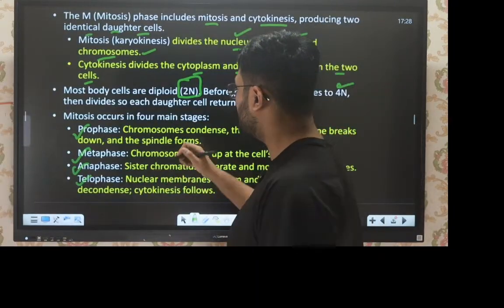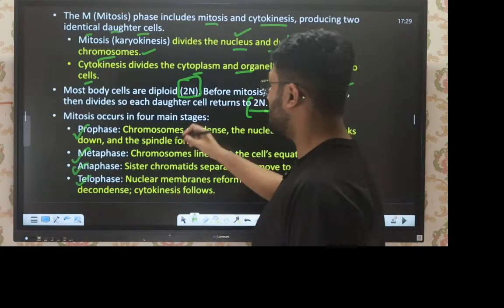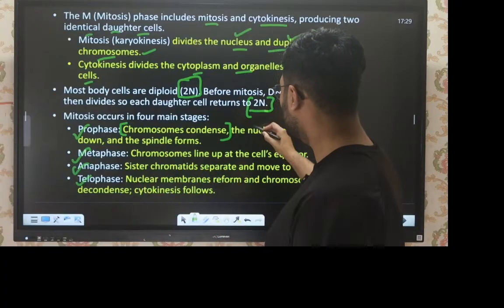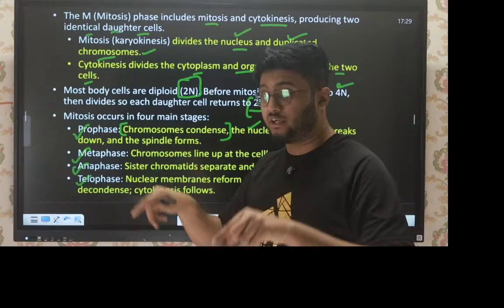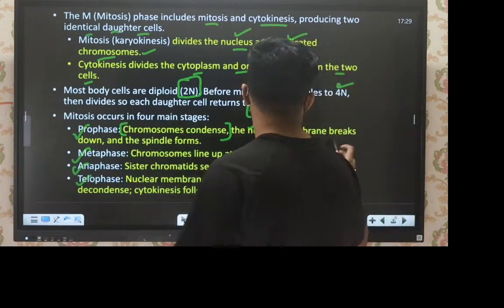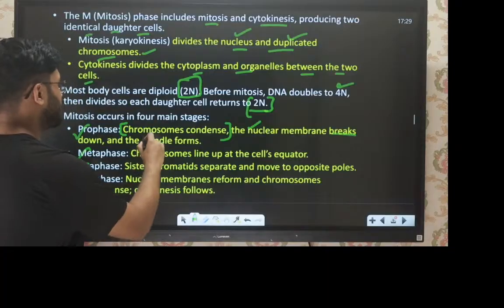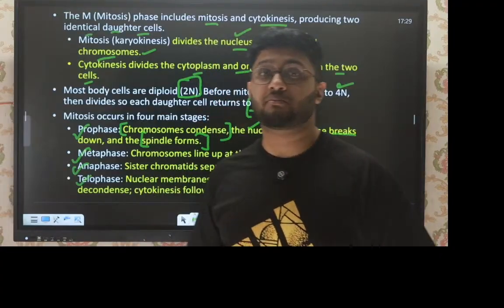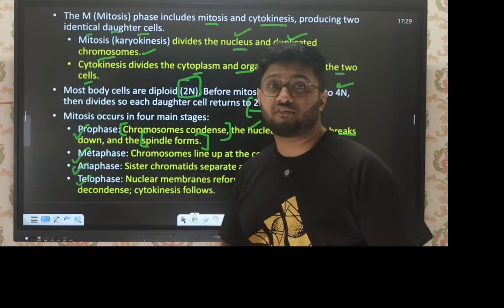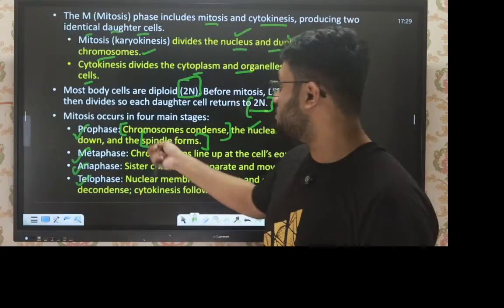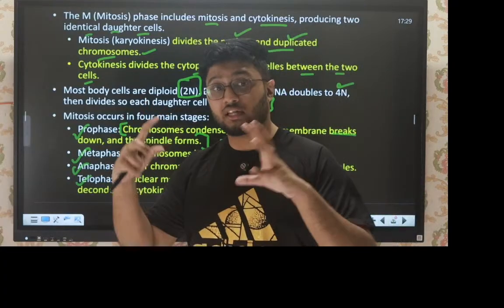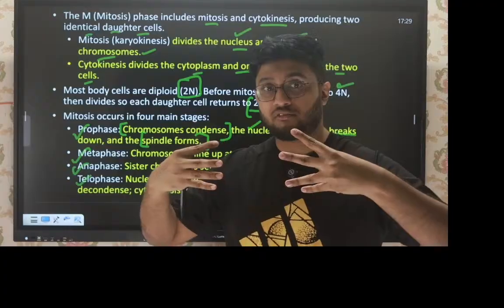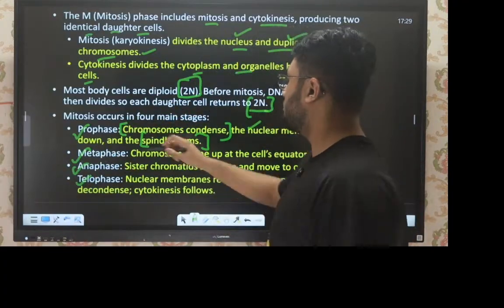So what happens in prophase? I want you guys to pay attention here. The chromosomes condense. The nuclear membrane, that is the membrane of the nucleus, breaks. And then we have something forming, which is called the spindle or spindle fiber. Some of you might be familiar with it as spindle fiber. So what happens in prophase? Chromosomes condense, the nuclear membrane of the nucleus breaks, and spindle fibers form.